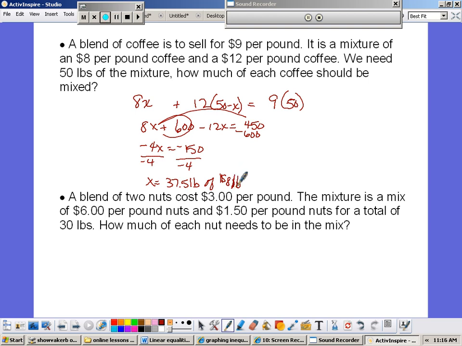Hard to put my little L in, I'm missing it all the time. That means 50 minus 37.5 is 12.5 pounds of the $12 a pound coffee.